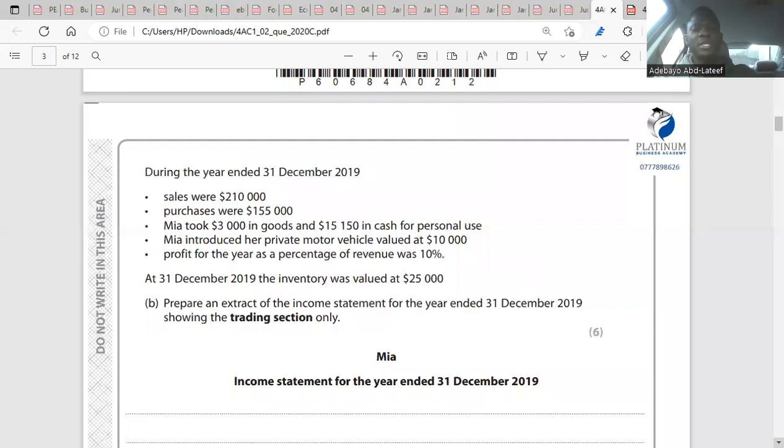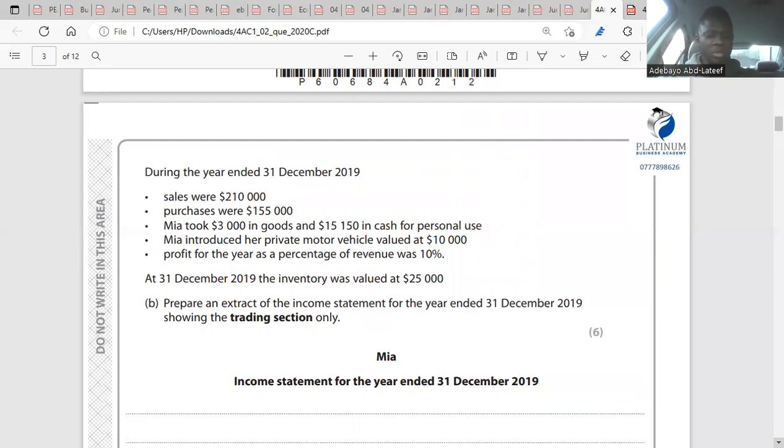Before I go to question B, there is additional information. They said during the year ended 31 December 2019. Meanwhile, the equity you have now is for the 1 January 2019 equity, okay? All right.